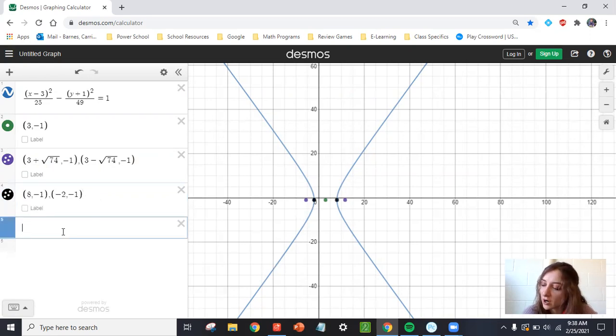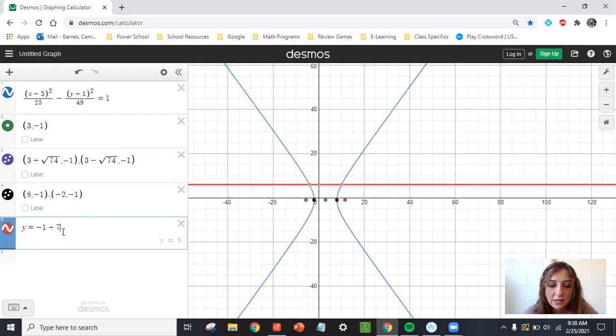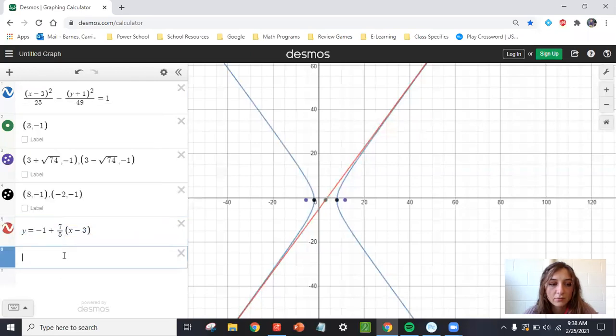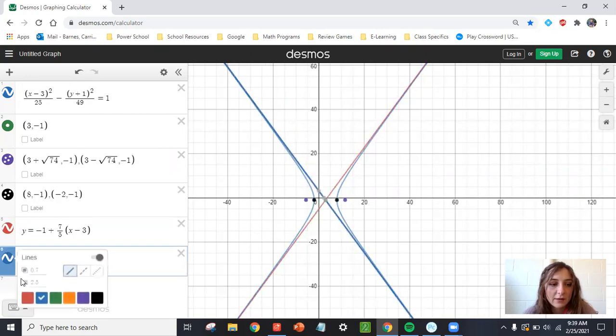And then we also have our asymptotes. So y equals -1 plus 7/5 times (x minus 3). And then we have our other one, same thing except a minus in the middle. Let's see if I copy that. Okay, and let's just make these the same color, and I'm also going to make them dotted lines so that they do look like asymptotes.